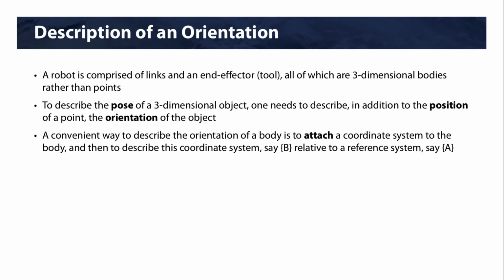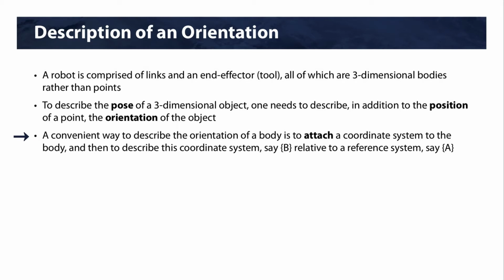So for orientation, it's a little different. Our robot is comprised of links and an end effector or tool, and these are all three-dimensional bodies instead of points. So in order to describe the pose of our three-dimensional object, and our pose is both position and orientation, we need to describe the position of that object and its orientation. In the previous slide, we saw how we define the position, but now we're going to look at how we define the orientation.